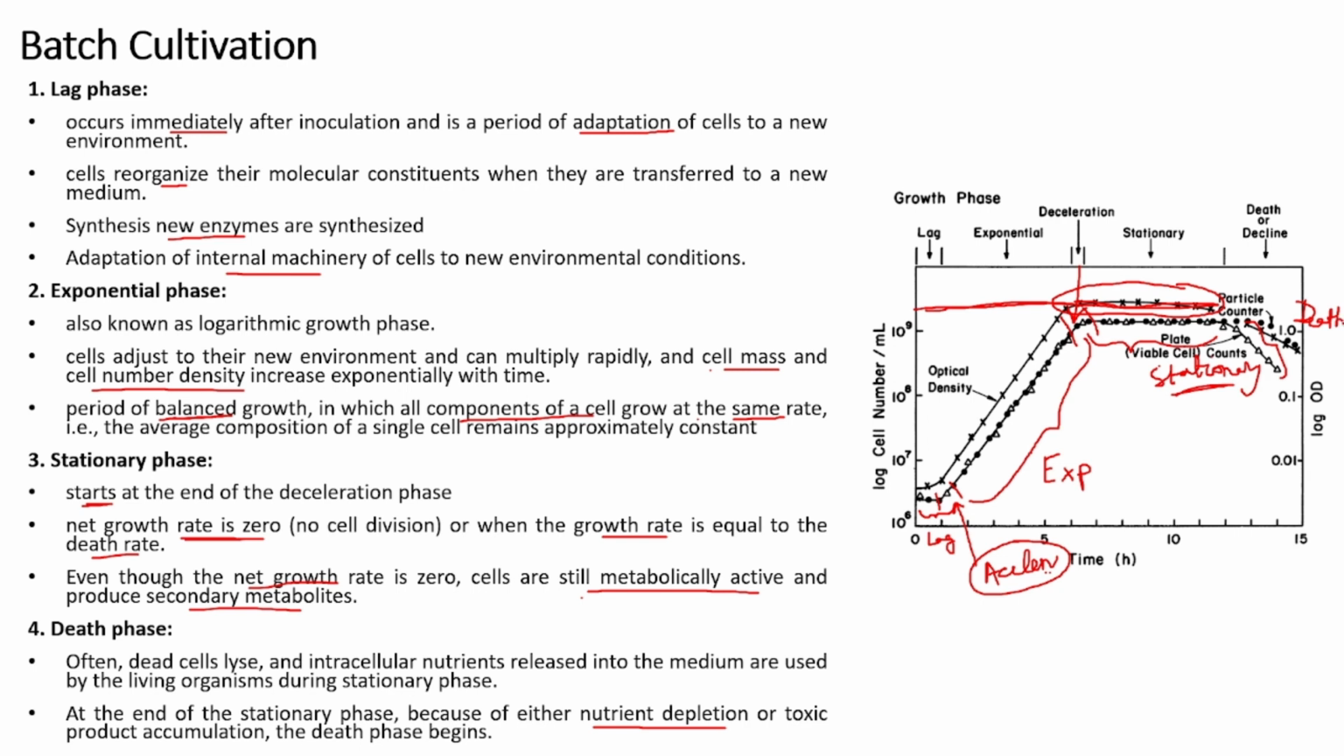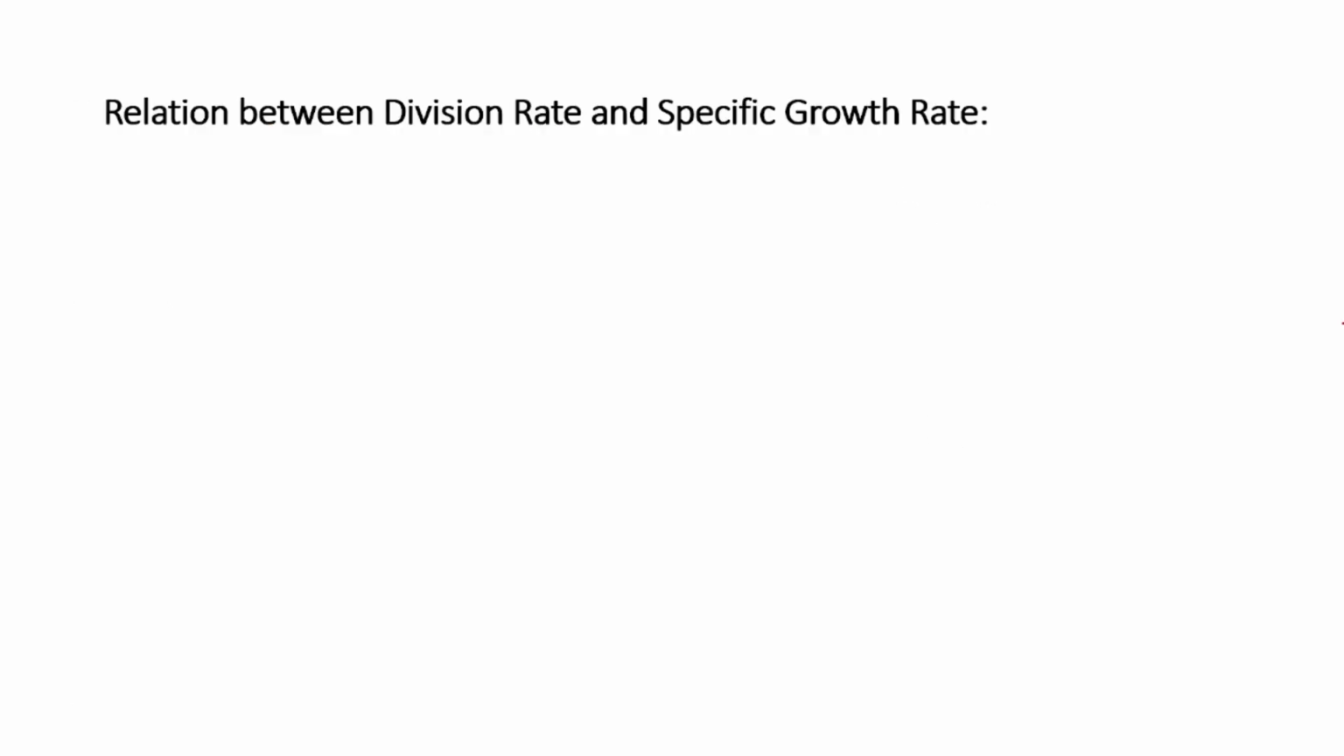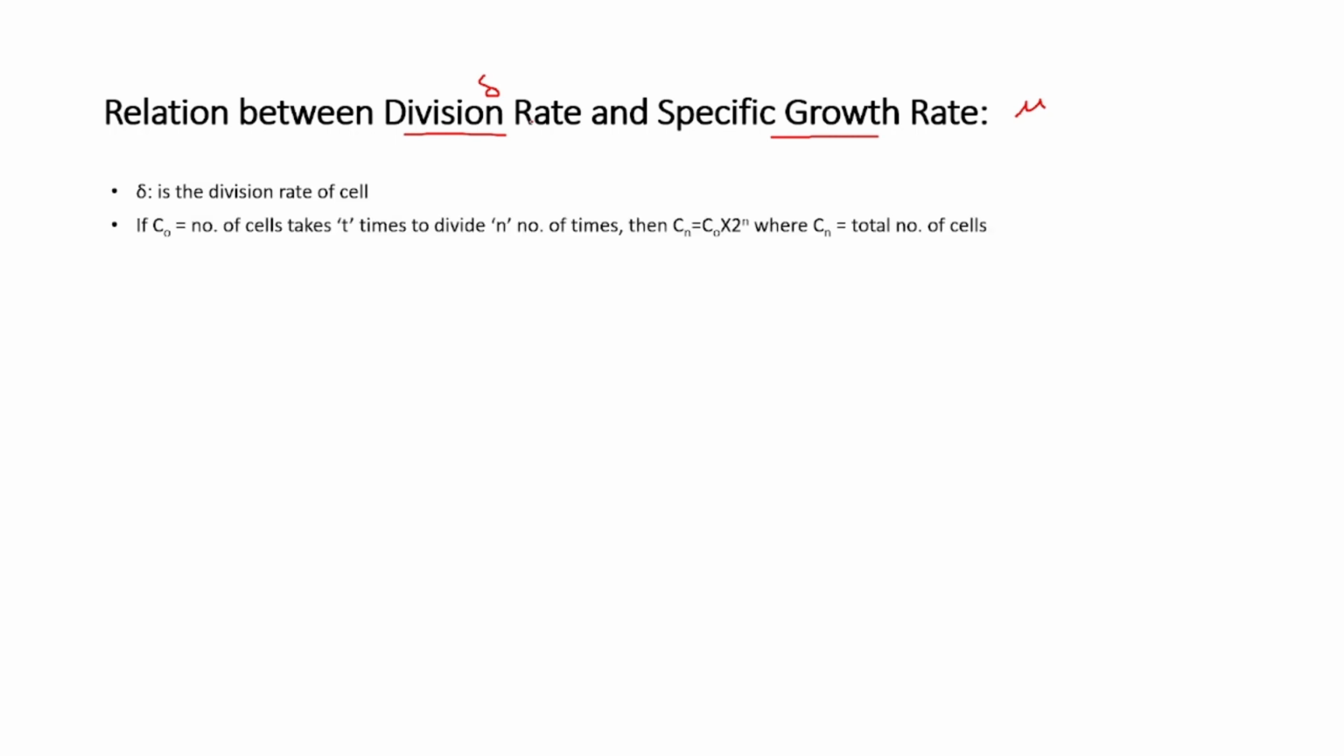Now we will see a relation between division rate and specific growth rate. If you have seen my previous 2 lectures on chemostat, you will know that the specific growth rate is denoted by mu. Okay, and the division rate is denoted by delta. Here we will come to it. So delta is defined as the division rate of the cell. First, let us see how we can relate the division rate and the specific growth rate.